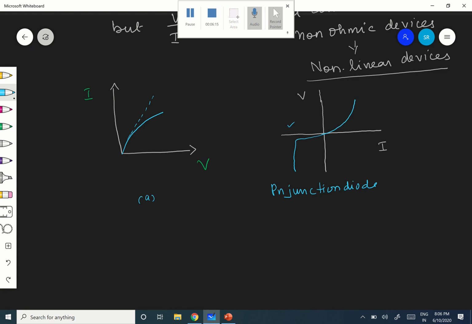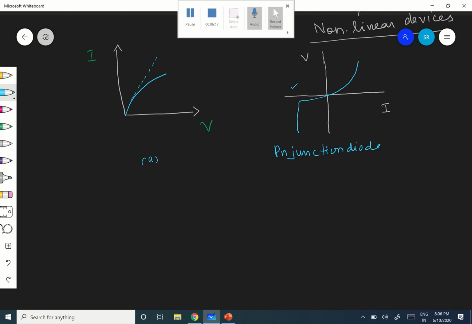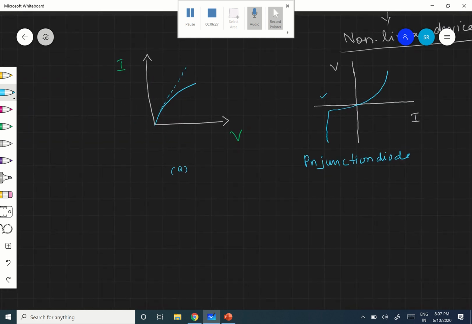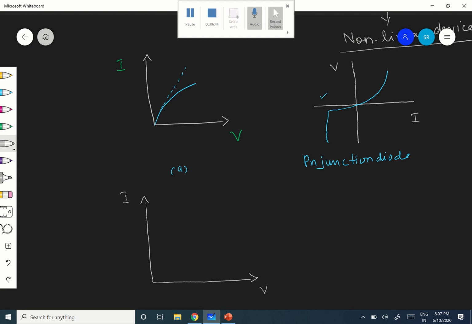Then the next one is the LED, another one besides the PN junction diode. For a light emitting diode, if I plot a graph between V and I, with I on this axis and V on this axis, the plot will be like this. It is slightly peculiar.